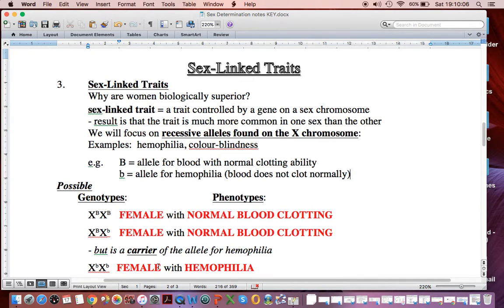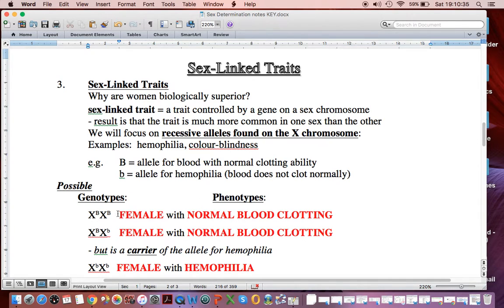It turns out for females, a female can have two of the alleles for normal clotting, so big B, big B. A female can be heterozygous, have one gene or allele for normal clotting and one gene for hemophilia. Or a female could have two genes for hemophilia. Those are the three possible combinations. So these are all female because they're X and X.